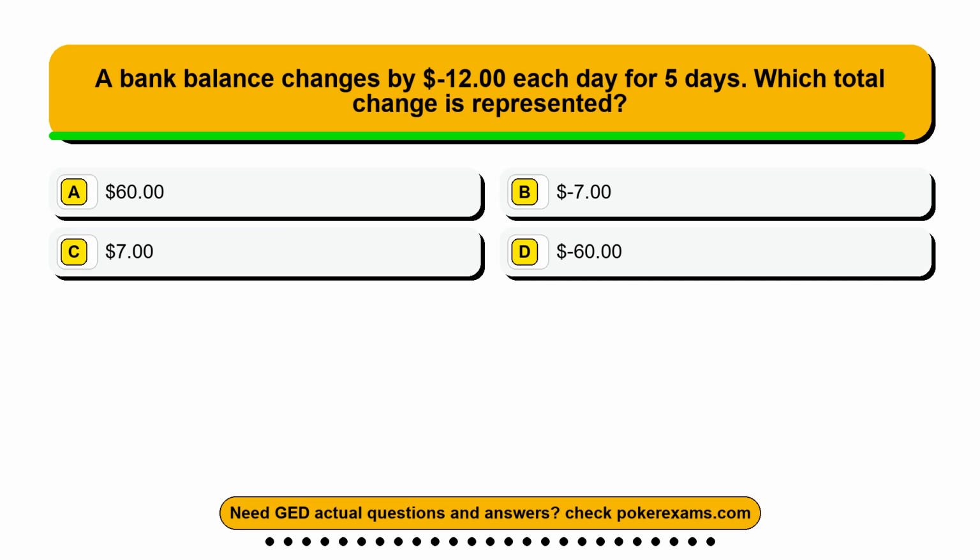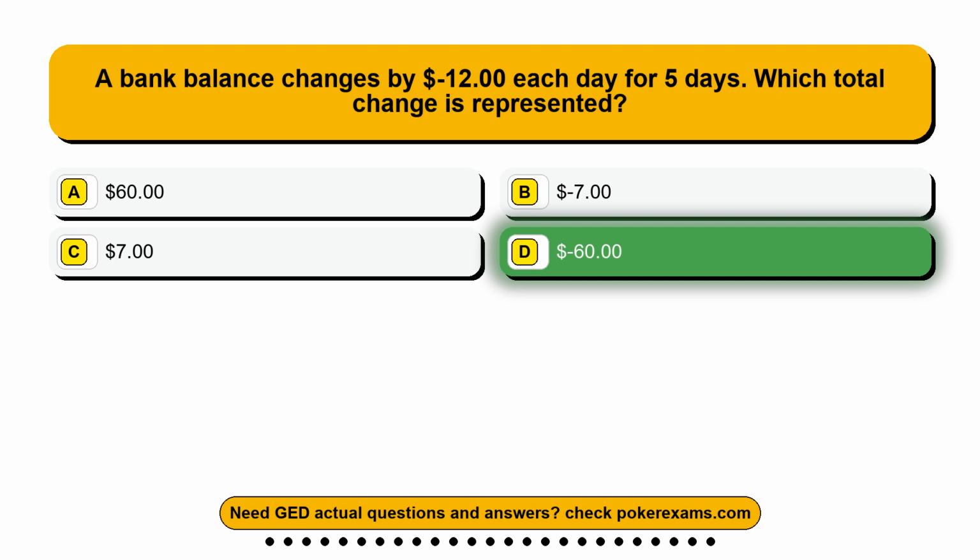Question 23. A bank balance changes by minus $12.00 each day for 5 days. Which total change is represented? Option A, $60. Option B, minus $7.00. Option C, $7. Option D, minus $60.00. The correct answer is option D, minus $60.00.